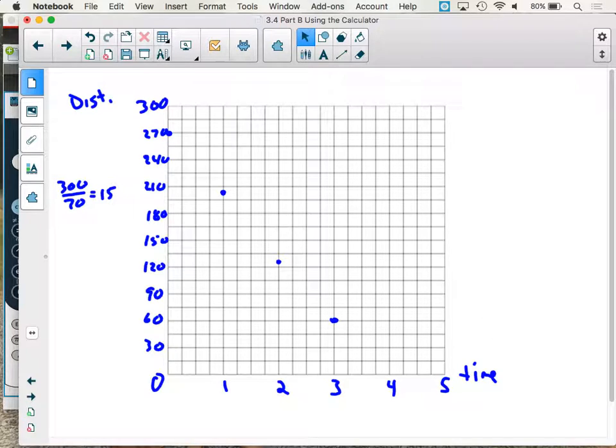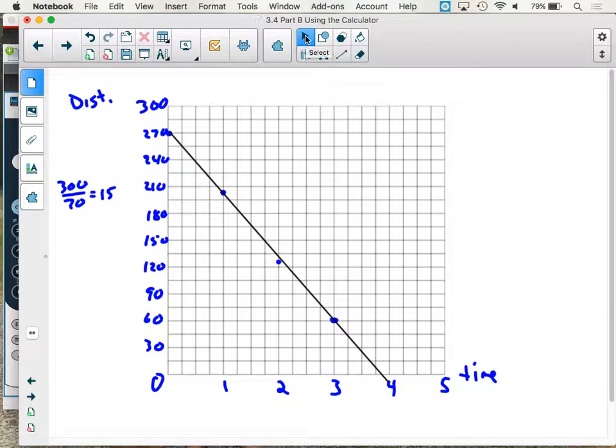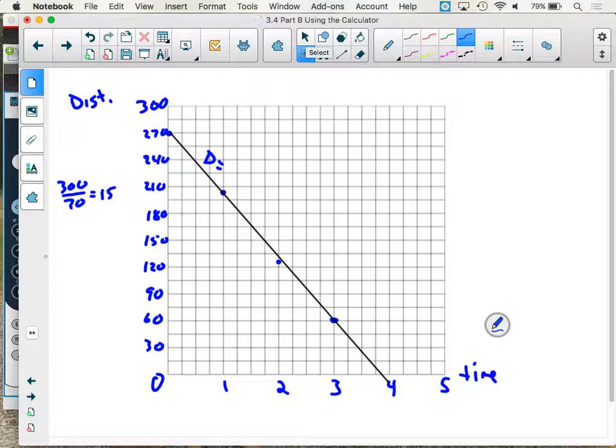And what I'm actually going to do is use the line part of my smartboard to draw that graph, because I want to make sure it goes through that point 360. So that looks pretty accurate there. That looks like a nice line there. So my distance equals negative 70t plus 270.